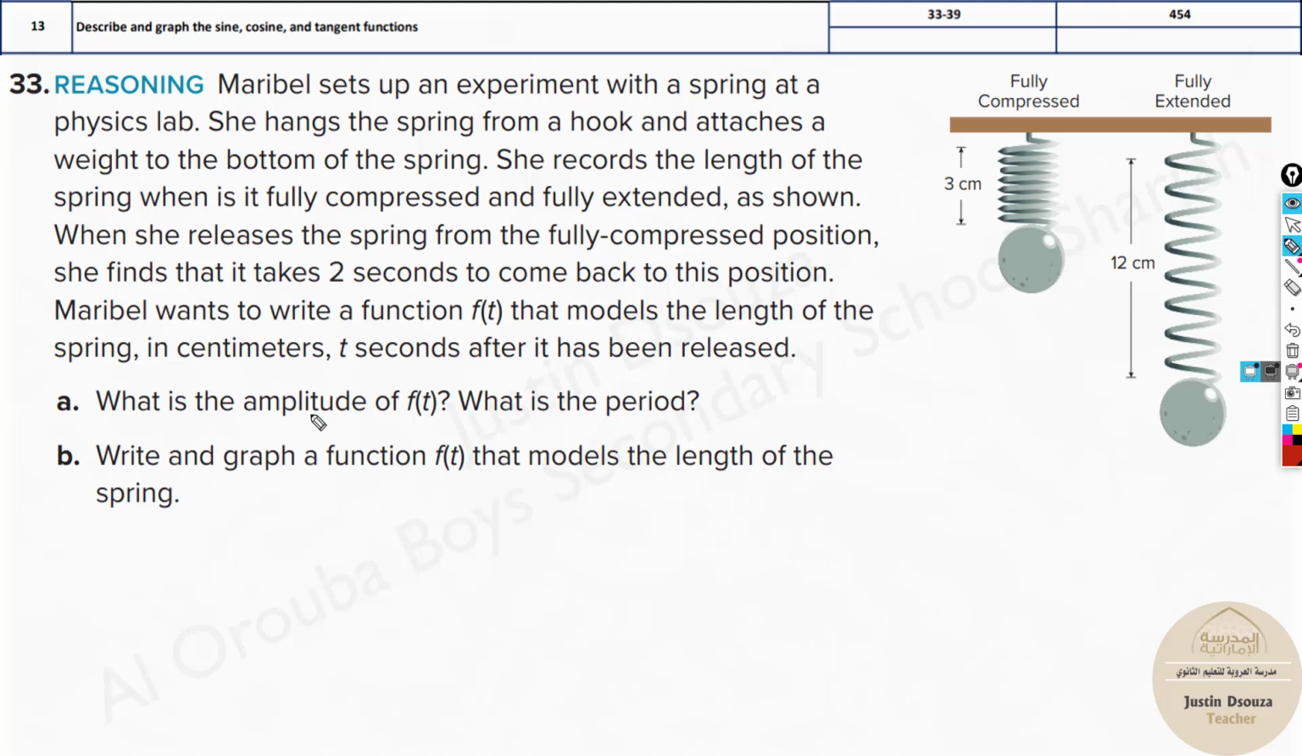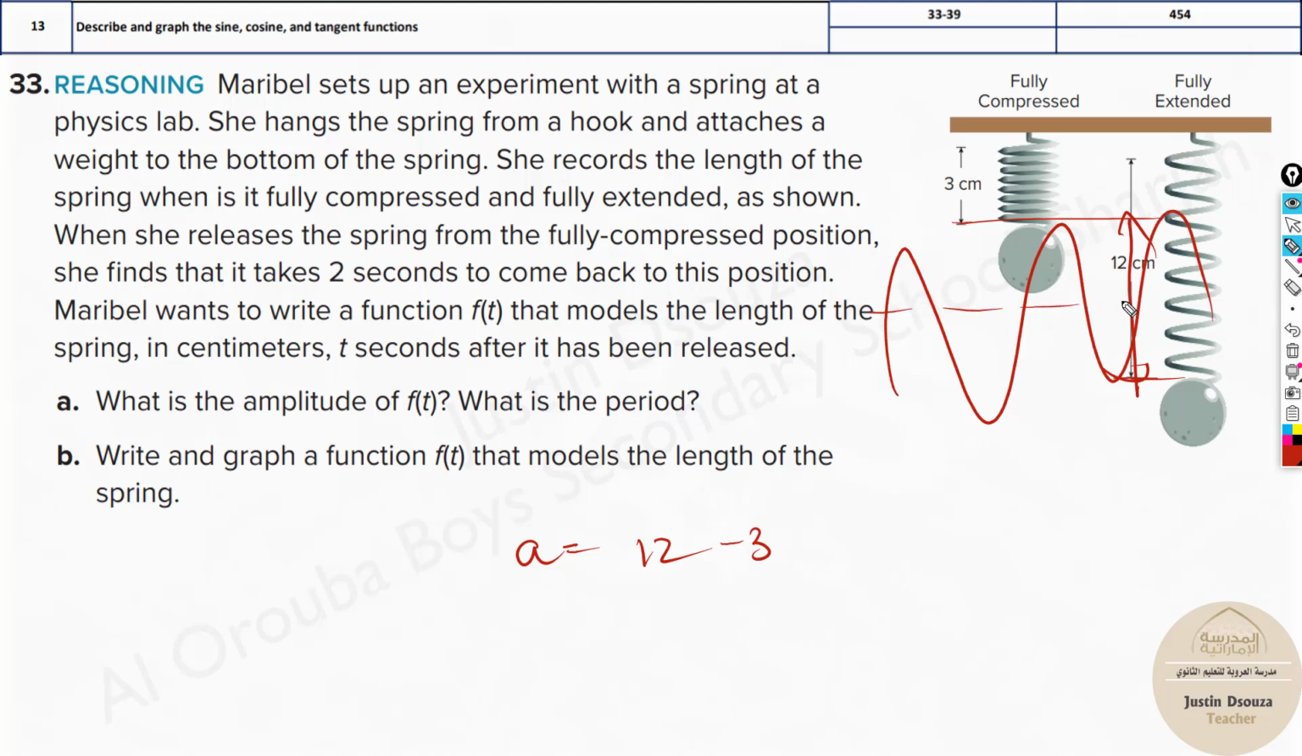Now let's start solving. First one, amplitude. What is it? Now the total is over here 12. Subtract that 3. And that is the total length of the graph, right? It will be so much. Now amplitude is half of it. Half would mean divided by 2. It will be 12 minus 3 is 9 by 2, 4.5.